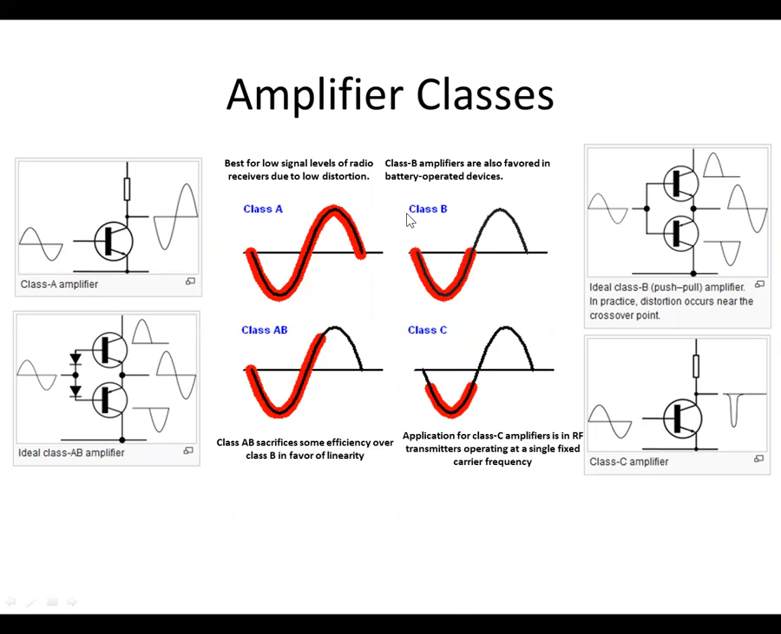So if we take a look at those four classes, this is showing a Class A amplifier. It can be realized with just a single transistor and a resistor, and you get the output higher magnitude than the input, which is what an amplifier does. And you can also see there's a phase reversal, where when this one's going positive, the output's going negative. So that's a Class A, best for low level signals.